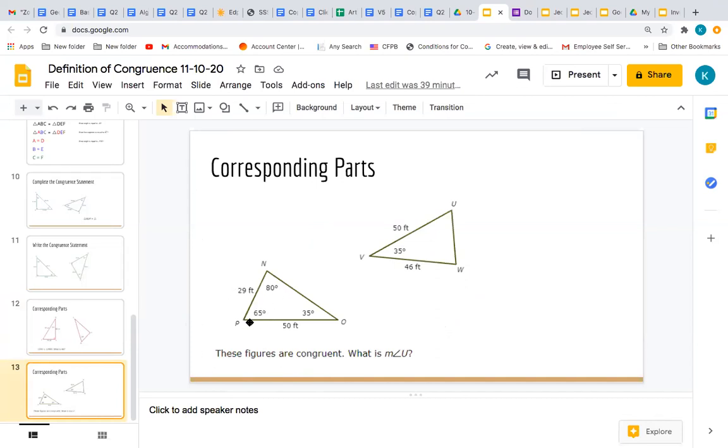There are two triangles, 65, 80, and 35. So this is 35, 50, and 46 over here. In here, we have 29, 50, and 50, which is making the 65 degree. If it's 35, what is the other angle? Does it have to be the same as this?